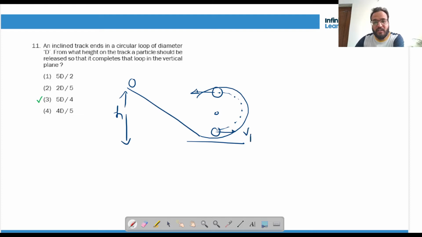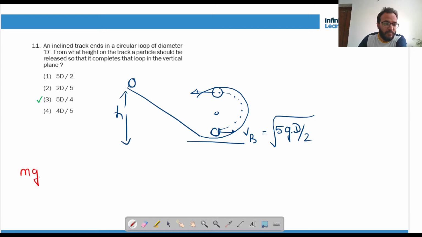So technically here the velocity should be root 5 g r, that we have to maintain, root 5 g into d by 2, right, because radius is d by 2. Okay, so what should be the height? Very simple. You will say, sir, simple concept, whatever potential energy is here should be completely converted into kinetic energy at the bottommost point, right?